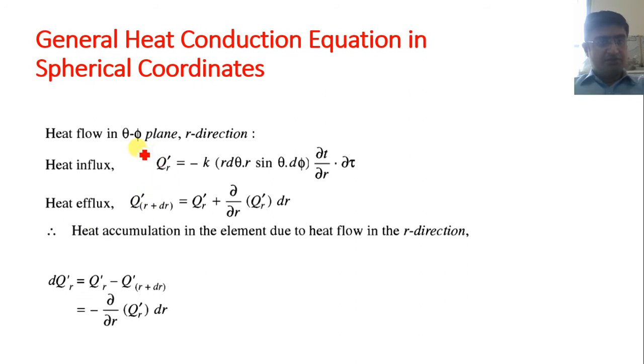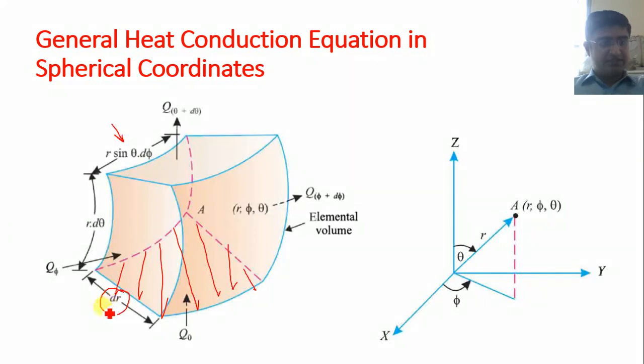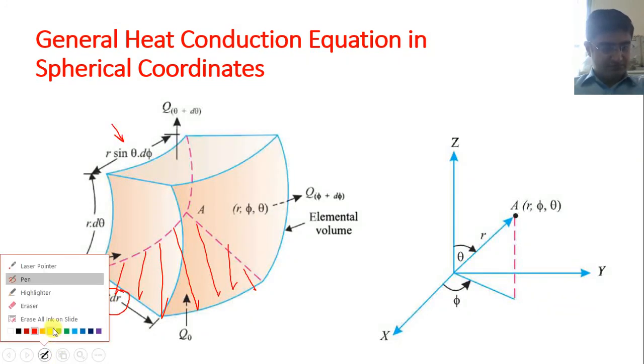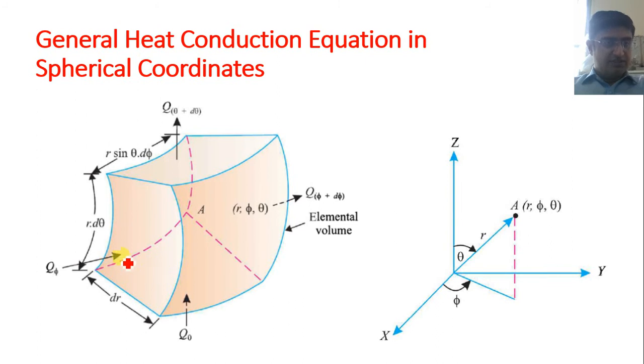So if you want to find the same value for the r direction, then here is the heat input in the r direction. Here is the r direction. It means that this surface, the amount of heat which is entering in the r direction, here is the q r.